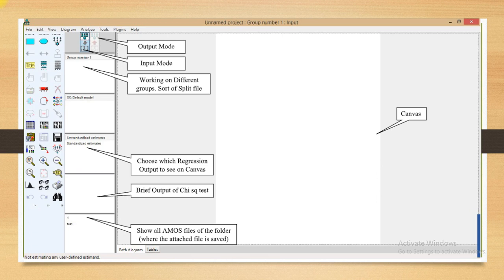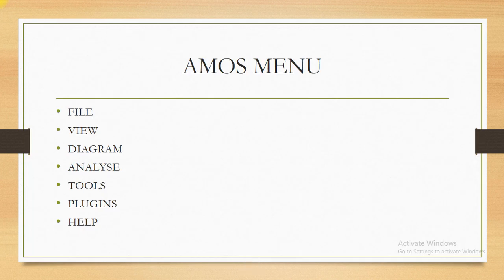Then we have the edit, as it is seen in Microsoft. The edit helps us to edit the data, anything about the font and other stuff, you look at the edit. Then lastly, you look at the file. The file talks about anything concerning this document, how to save it, how to open or retrieve an existing file, and even the recent documents that have been opened are all found in the file. So this is what you have explored in the AMOS menu. That's the file, the edit, the view, the diagram, the analyze, the tools, the plugins, and the help.